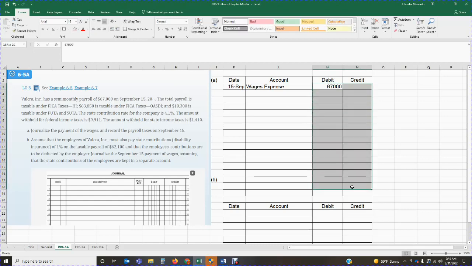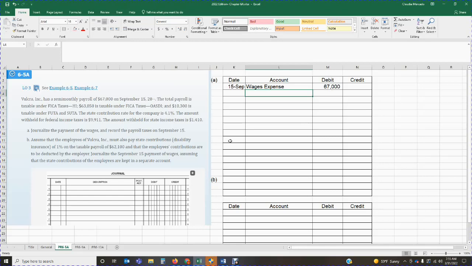And let me put some commas in here just so it can be clearer for me. There we go. So my wages expense is $67,000. That's how much my employees earned. Then I have to figure out how much I am going to deduct from my employees' wages for the different taxes. This is the amount that is being withheld from my employees' paychecks.